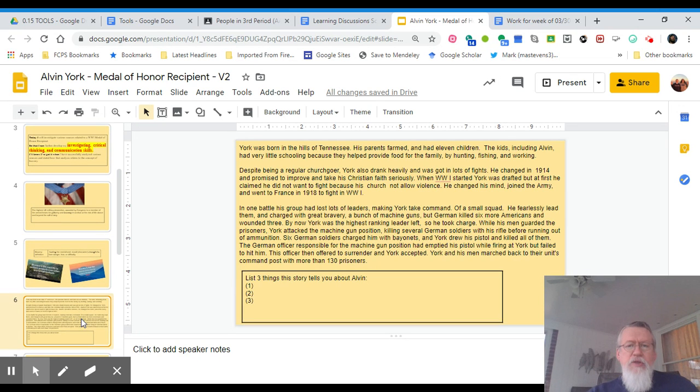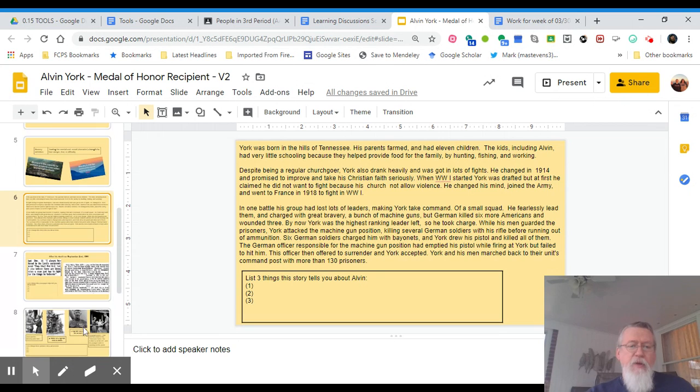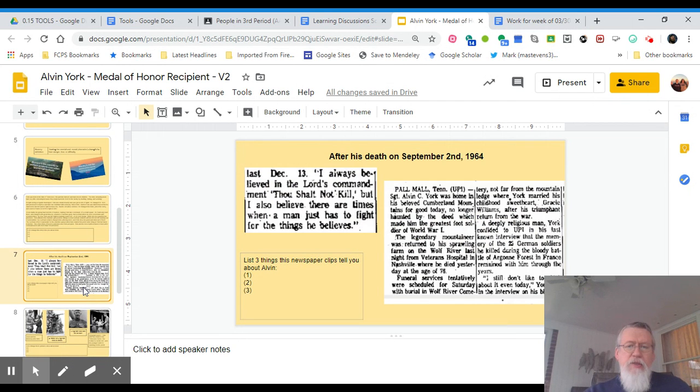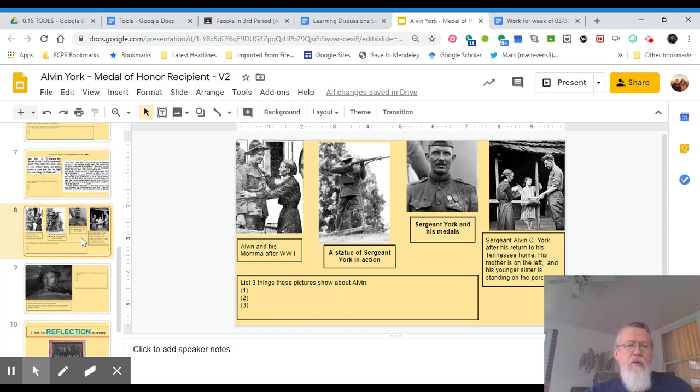And the first thing you do is right here, where you read this short little account of who Alvin York was, and you list 3 things the story tells you about him. And you go to slide 7 and you read these old newspaper clippings from right after he died, and you list 3 things that these tell you about him. Then you go to slide 8 and you look at these pictures of him, give you captions, and you list 3 things. You got to think about what they show you about him.